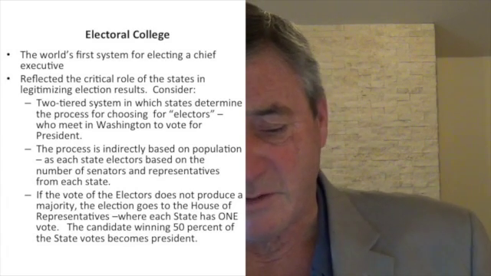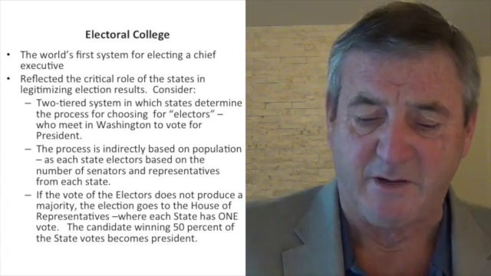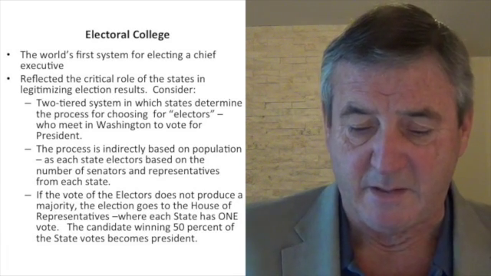And when Elazar said the entire Constitution cannot be understood without recognizing the reinforcing mechanisms of federalism, that's what he was talking about. So let's talk a little bit about the Electoral College. It was the world's first system for electing a chief executive that involved the people, and it was based on the notion of popular sovereignty. As I said earlier, it did reflect the critical role of the states. Here's kind of how it worked.